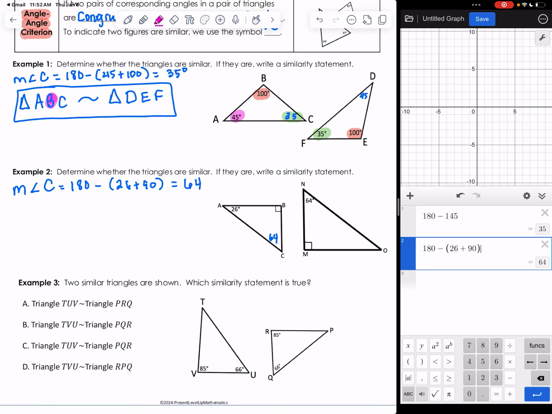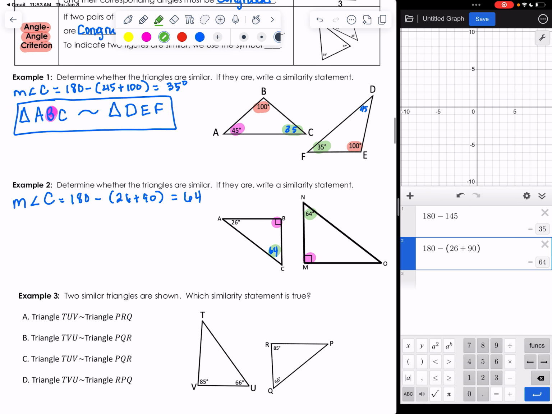Now let's see if we have two pair of congruent angles. So we have our right angle here and our right angle here. Those are the same. Then we have 64 degrees here and 64 degrees here. So because we have two pair of congruent angles, we can use angle angle criterion to prove that these two triangles are similar. So if they're similar, we can write a similarity statement. Before we do though, let me fill in that this missing angle has to be 26 degrees.